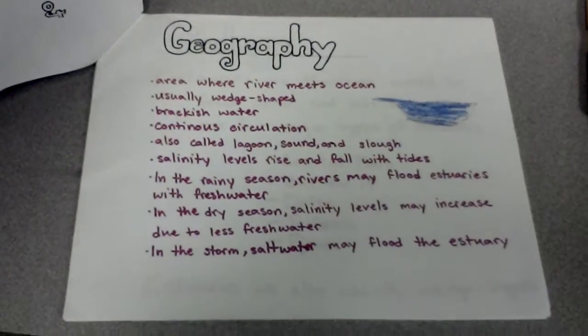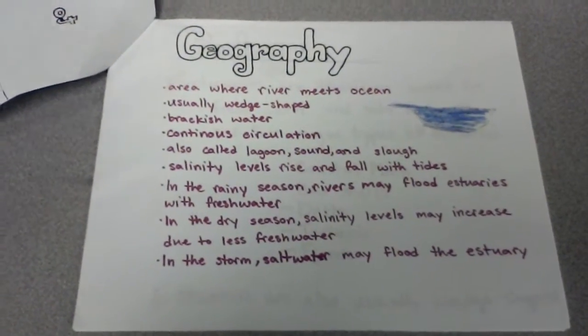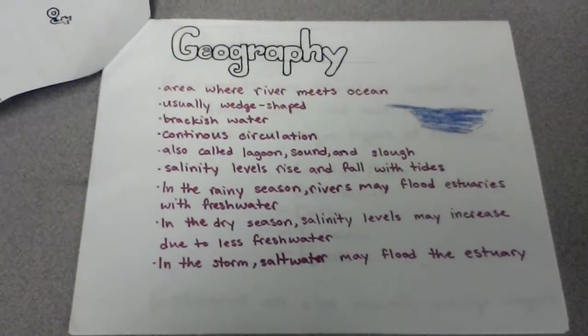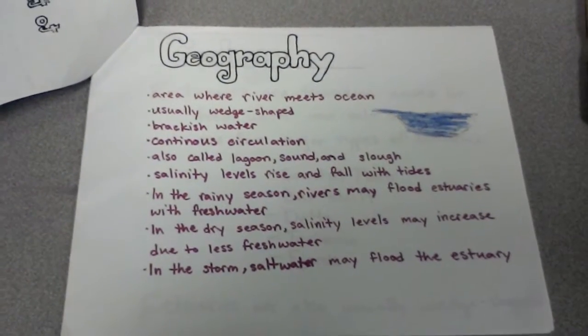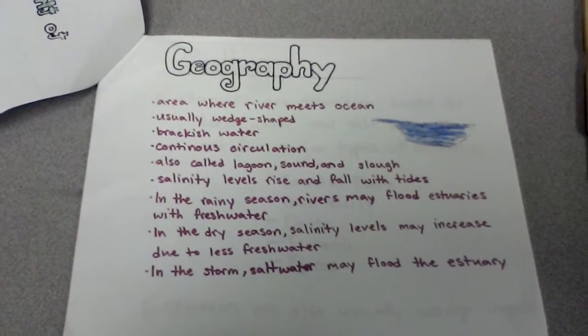Where river meets ocean, usually wedge-shaped, brackish water, continuous circulation, also called bay, lagoons, sound, or slough. Salinity levels rise and fall with the tides. In the rainy season, rivers may flood estuaries with fresh water. In the dry season, salinity levels may increase due to less fresh water. In a storm, salt water may flood the estuary.